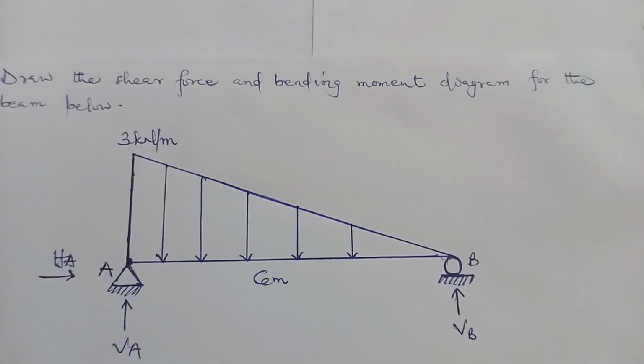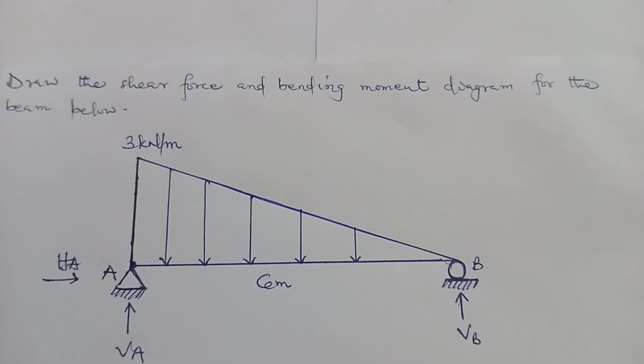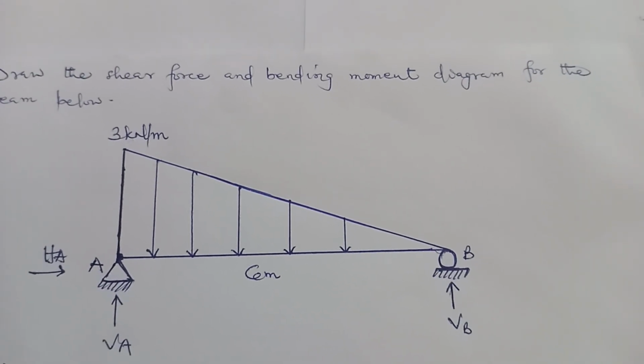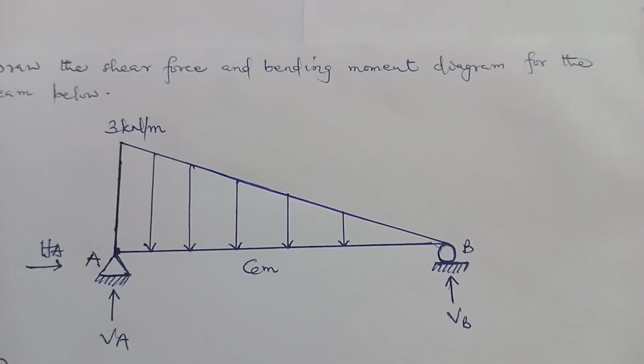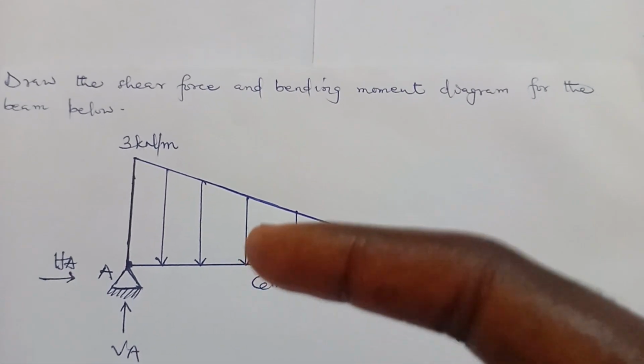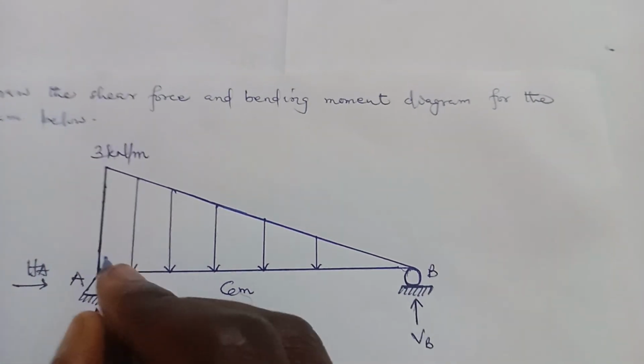In this video, we are to draw the shear force and bending moment diagram for a simply supported beam with a varying distributed load. And in this case, the load is a triangular load. So first of all, we need to calculate the support reactions to help us draw the shear force and bending moment diagram. So we'll make use of our equilibrium equations.